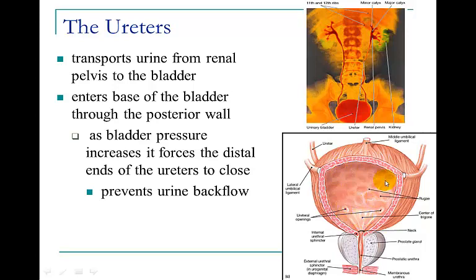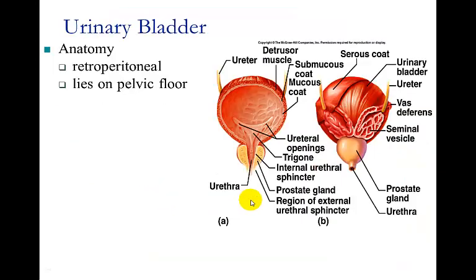When the bladder is contracting and urine is being forced down into the urethra, the full bladder causes the collapse of the distal ends of the ureter so that you don't get reflux, the flow backward, back and upward, heading back to the kidney, which could be destructive to the kidney. So you don't get urine backflow.